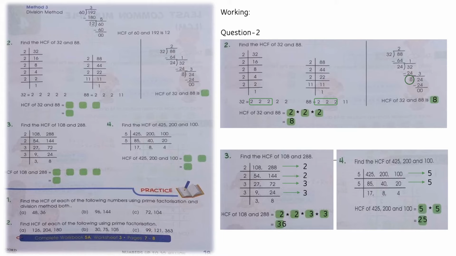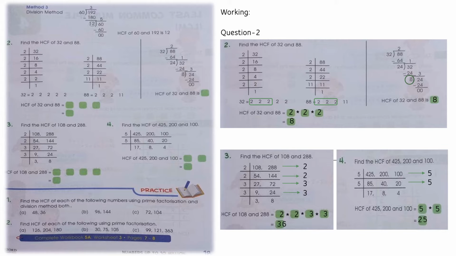But now we have 3 and 8, and as we know, there is no common number that can divide both of these numbers, so here we are going to stop, and our highest common factor comes out as 2 into 2 into 3 into 3, which is 36.